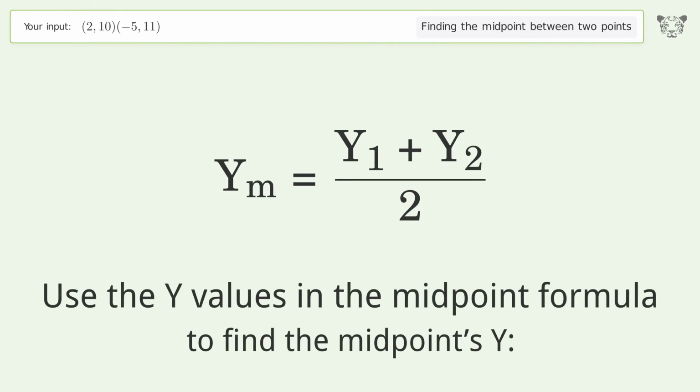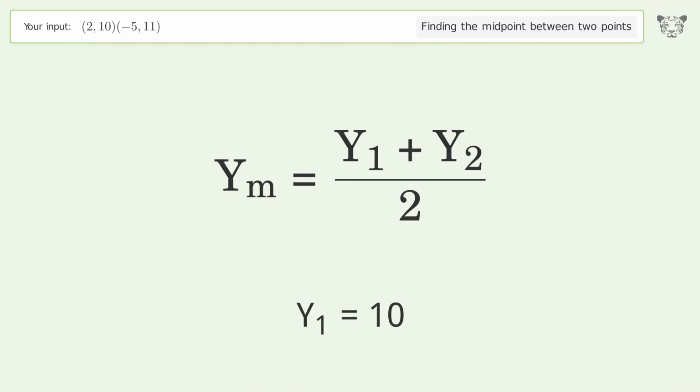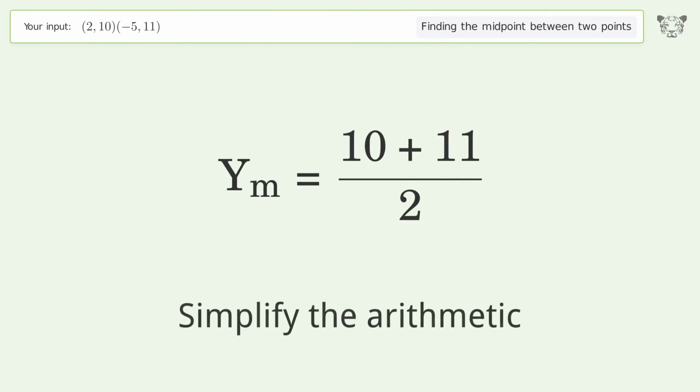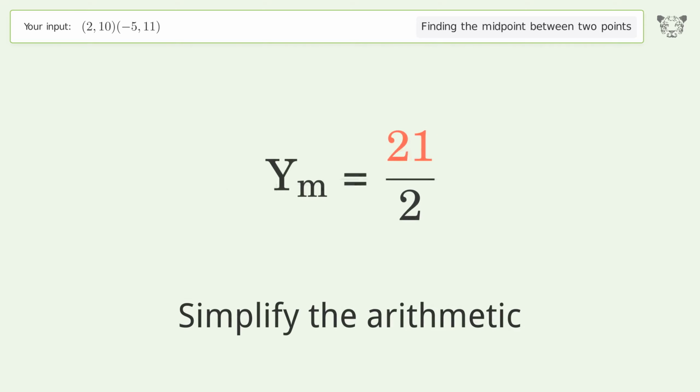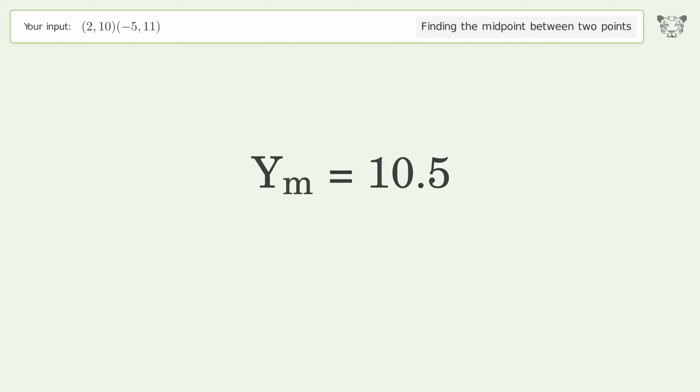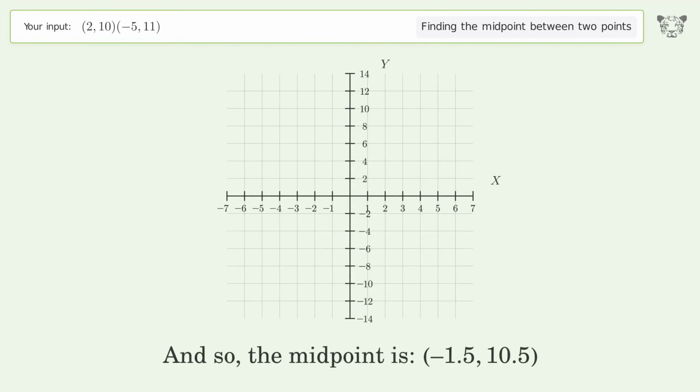Use the y values in the midpoint formula to find the midpoint's y. y1 equals 10. y2 equals 11. Simplify the arithmetic. And so, the midpoint is negative 1.5, 10.5.